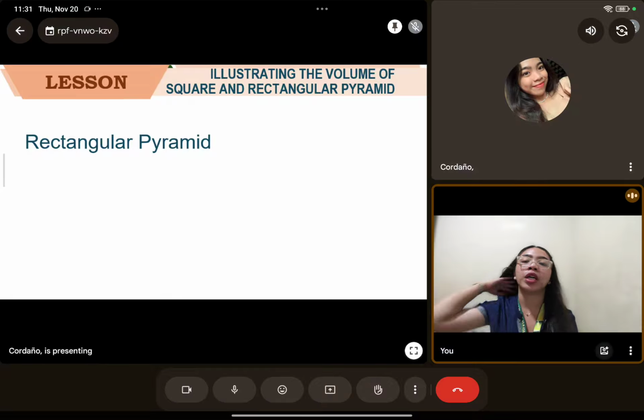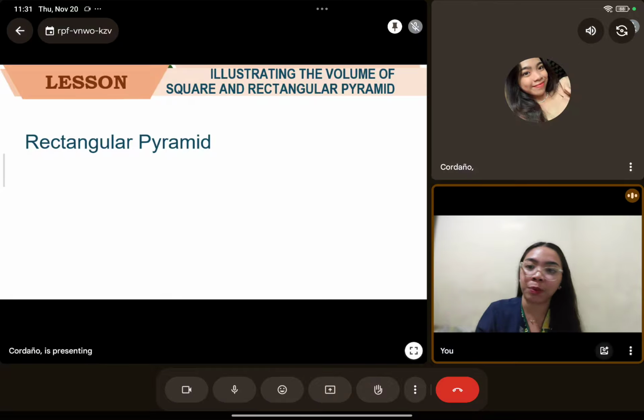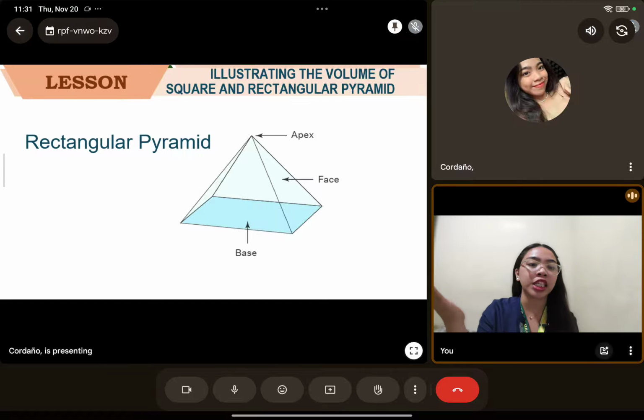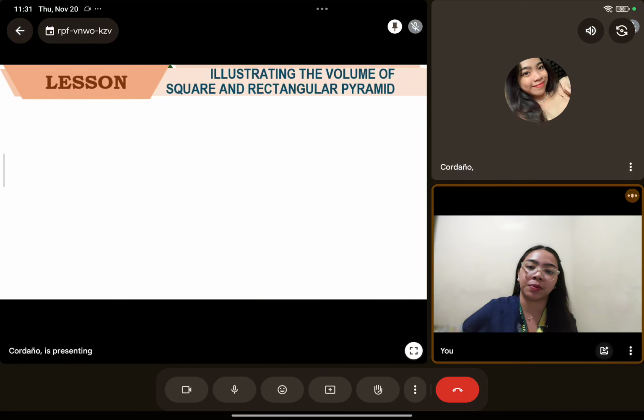Ayan. So, we have another kind of pyramid which is the rectangular pyramid. Again, same lang sila ng parts but nagkakaiba sila sa base. Yung kanina, yung base niya is square, so it is called a square pyramid, while this one, yung base niya is rectangle. So, the type of pyramid in this picture is rectangular pyramid.